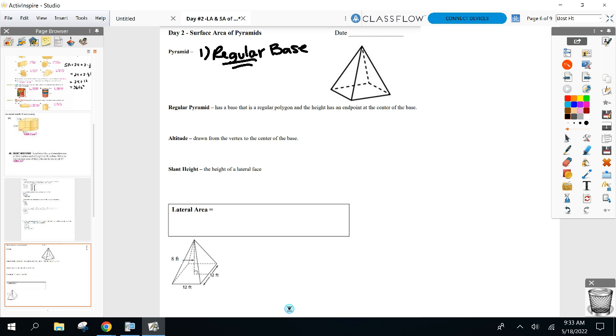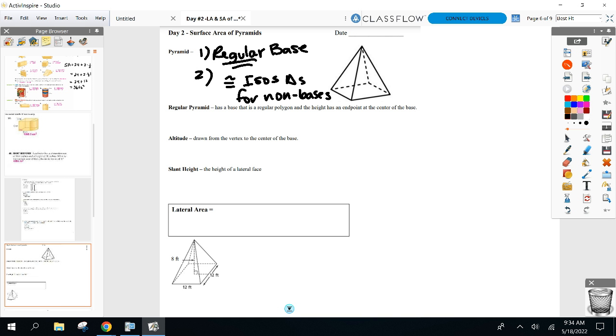And then take off the base of a pyramid. What's left? Triangles. So what's going to be left are congruent isosceles triangles for non-bases. Assume all the triangles that are left are congruent.